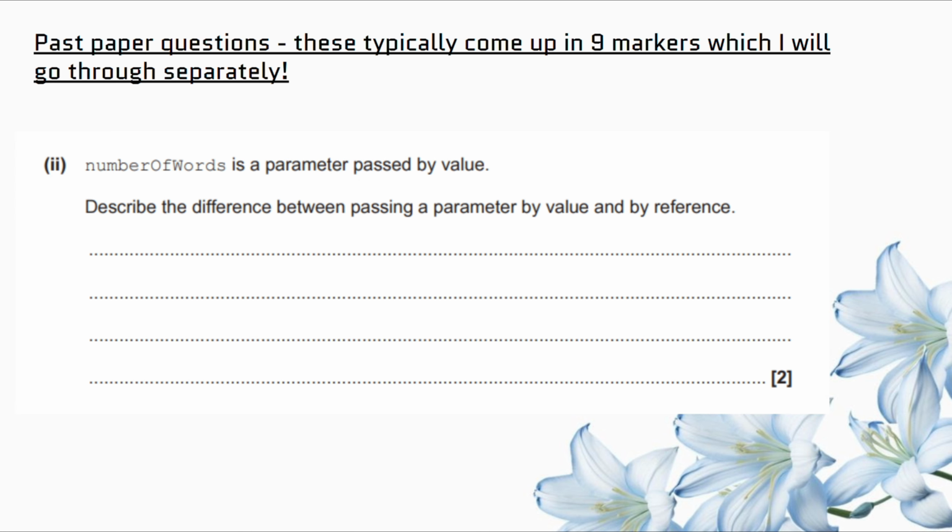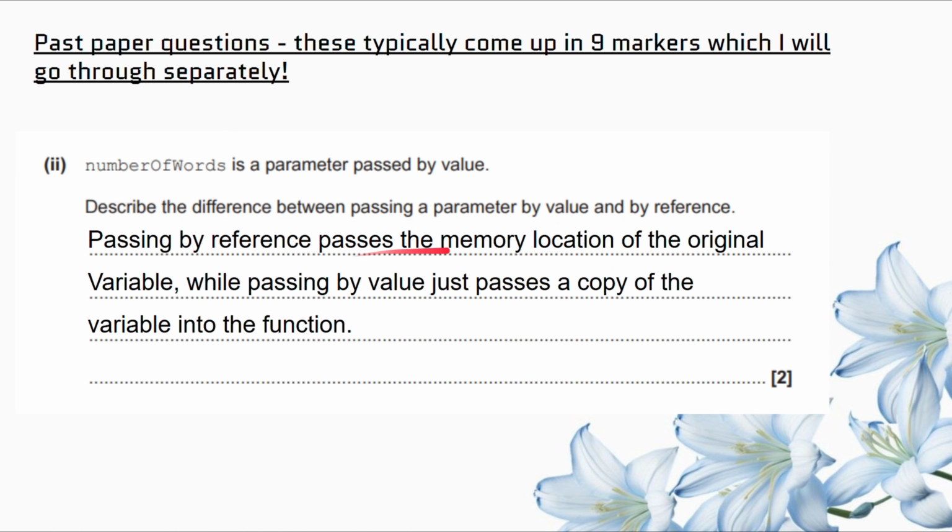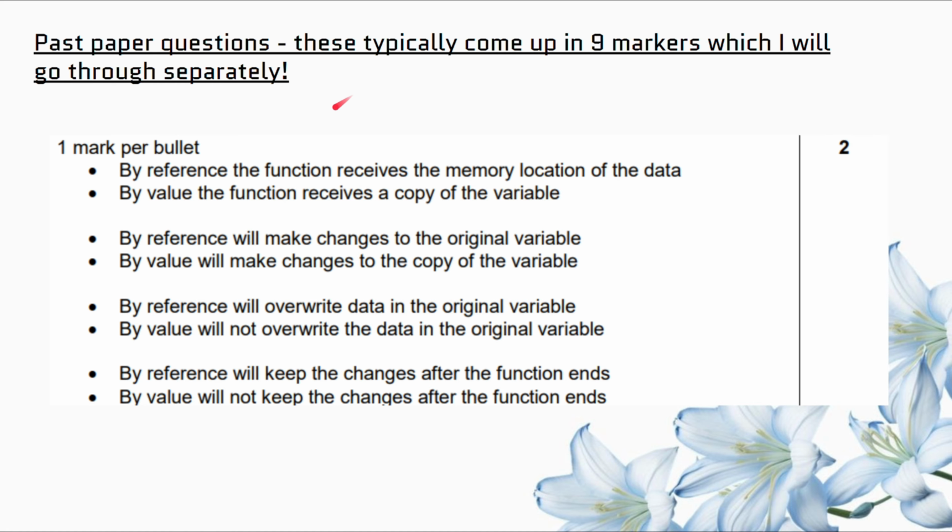So, past paper questions. Let's just breeze through these quickly. Number of words is a parameter passed by value. Describe the difference between passing by reference and passing by value. Nice and simple. Passing by reference passes the memory location of the original variable, while passing by value just passes a copy of the variable into the function. Nice and easy, right? We went through this just a couple minutes ago, so let's look at the mark scheme. By reference, the function receives the memory location, and by value, the function receives a copy of the variable. And there are many different words you could say, but they're all conveying the same idea.